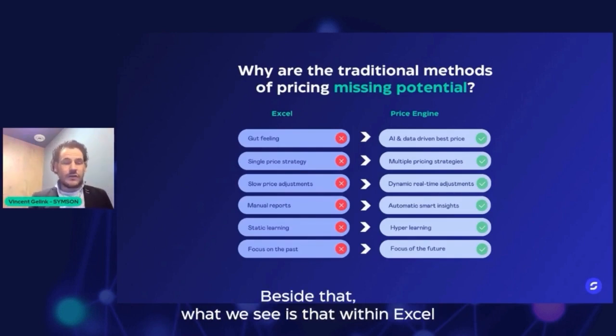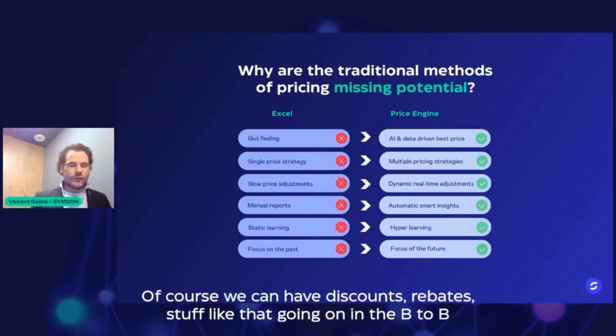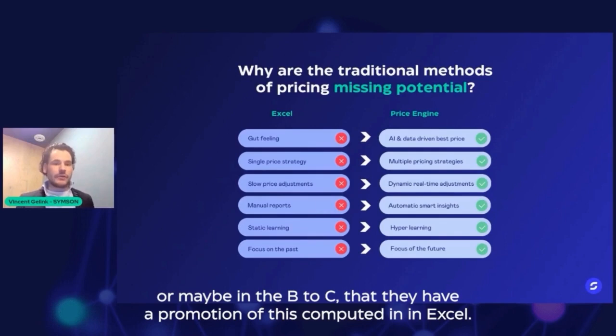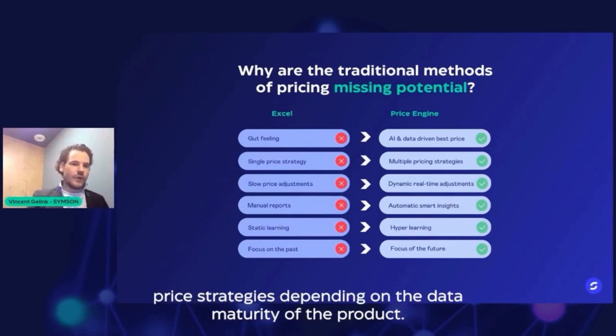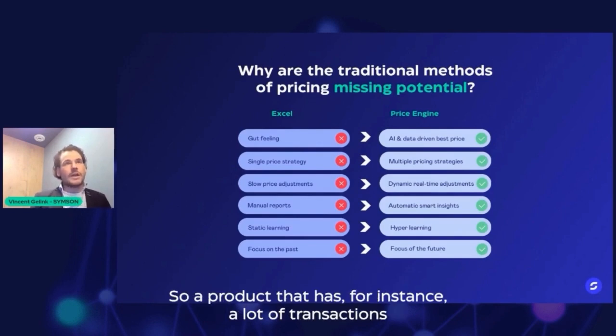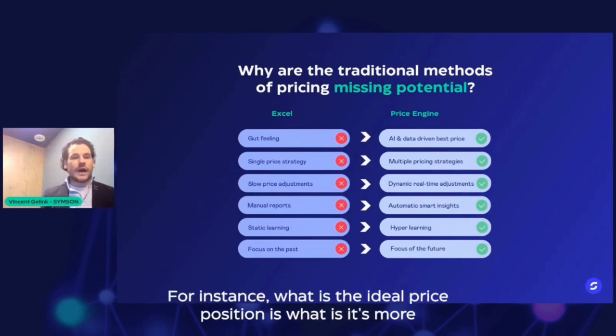Beside that, what we see is that within Excel, we often see a cost-plus strategy. Of course, we can have discounts, rebates, stuff like that going on in the B2B, or maybe in the B2C they have a promotion that is computed in Excel. But what we try to achieve in the new way of pricing is that one product can have multiple price strategies depending on the data maturity of the product. So a product that has, for instance, a lot of transactions, we can learn from a price elasticity perspective what the ideal price position is.